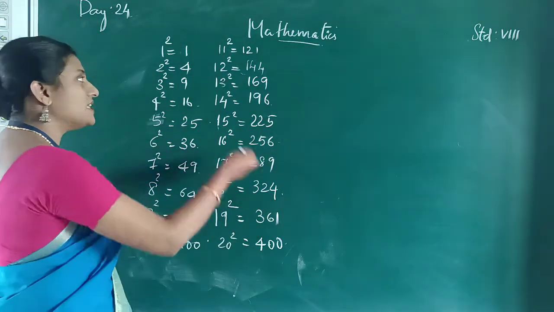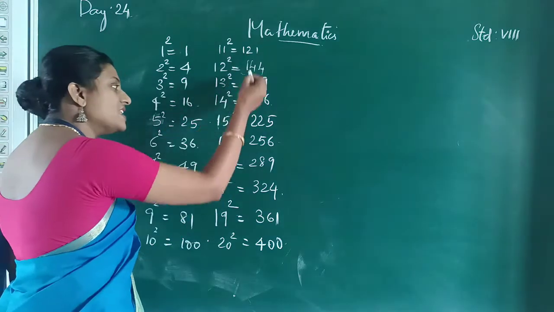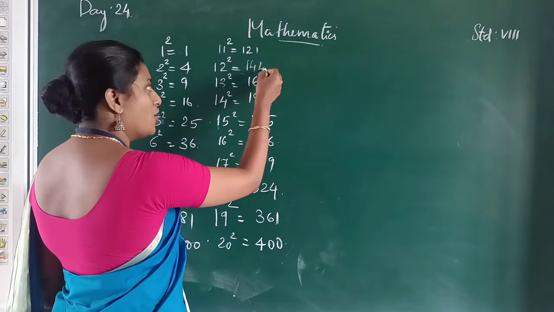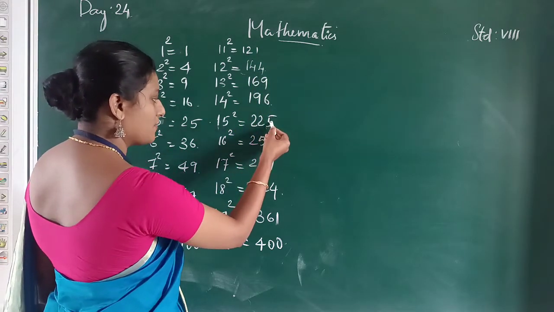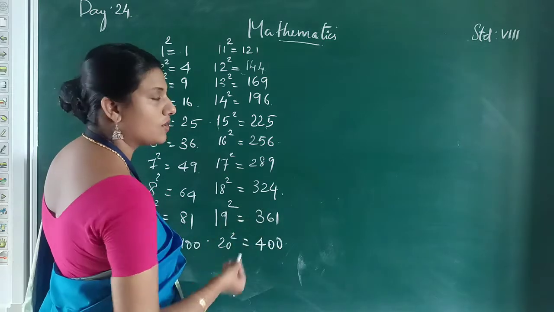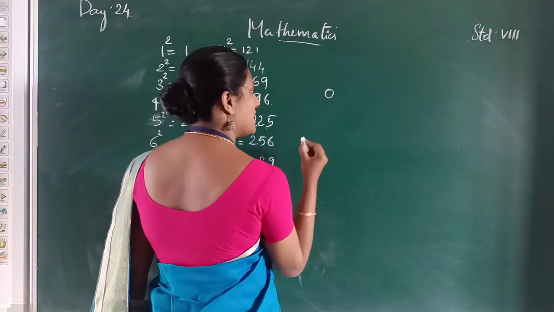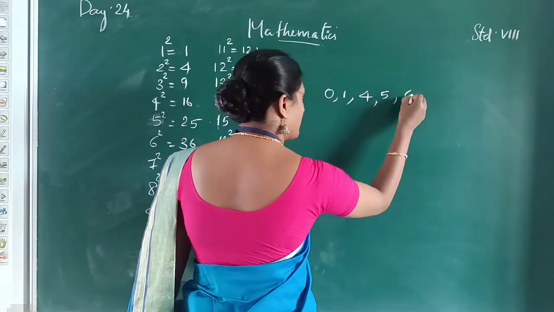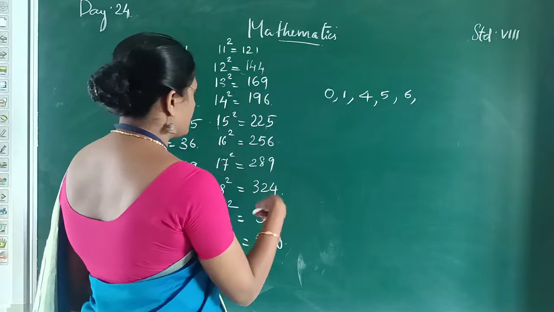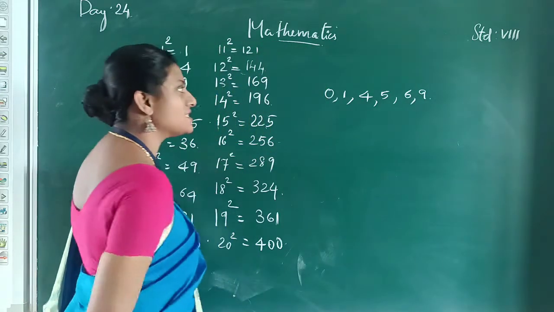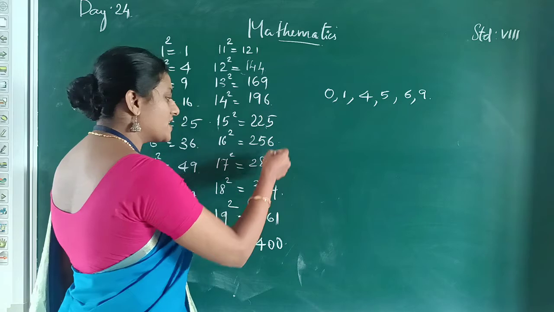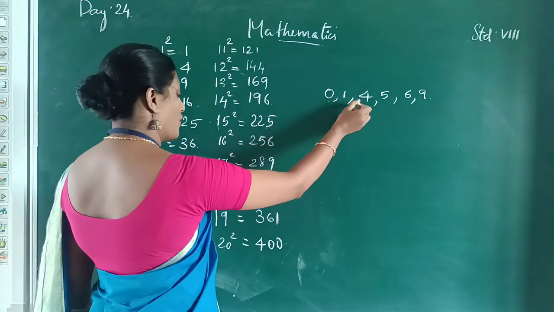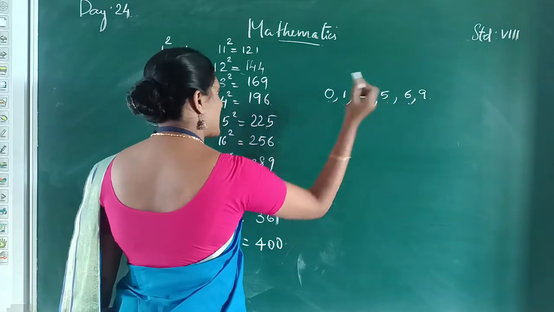Next, these square numbers are ending in which all numbers? The numbers are ending in 1, 4, 9, 6, 5, and 0. Right. So these numbers are ending in 0, 1, 4, 5, 6, and 9. So perfect squares are ending in the numbers 0, 1, 4, 5, 6 and 9.